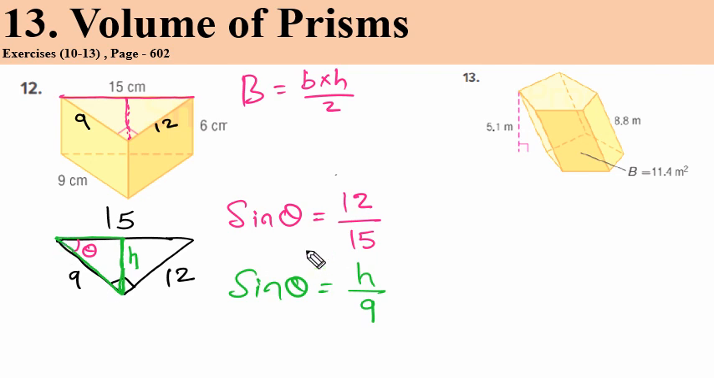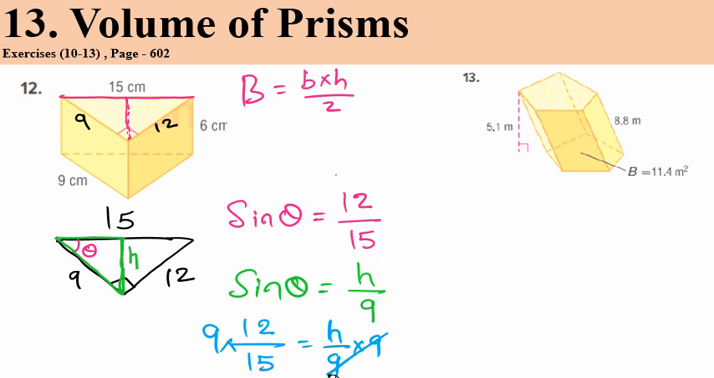Okay. Now this is also sine theta, this is also sine theta. So what I will do here, I will keep them equal. So 12 over 15 is equal to h over 9 because both are sine theta, right? Now use the cross product, or else you can do it without the cross product. To remove this 9 from here, remove this 9 by multiplying by 9 on both sides.